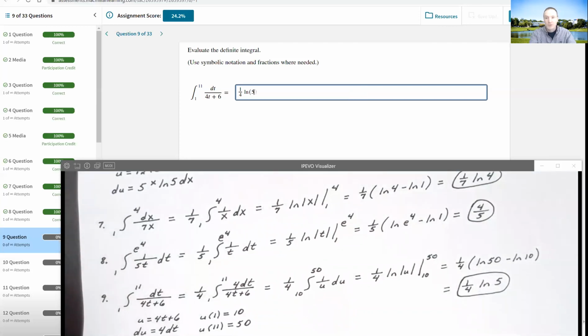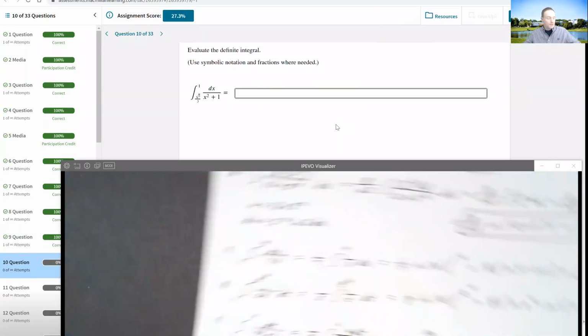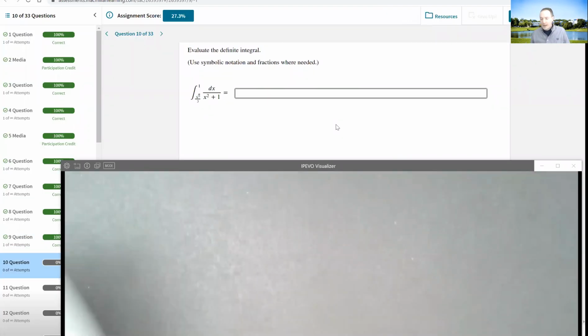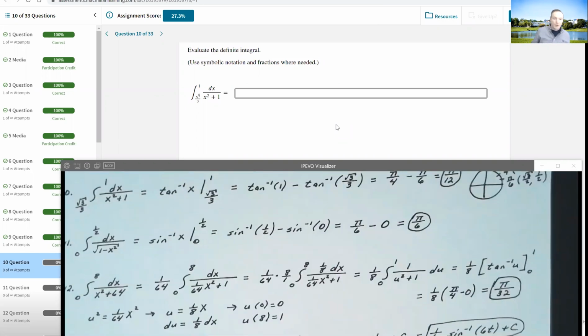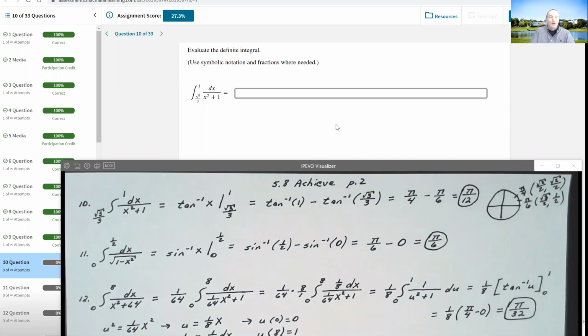And we'll see if Achieve likes that. And they do. Up next here, you see we're kind of breezing through this section. We're already on number 10 after not much time at all. And there's, I think, 33 questions total, but the questions get more fun as we go. Number 10 here, this one's pretty straightforward, pretty quick.